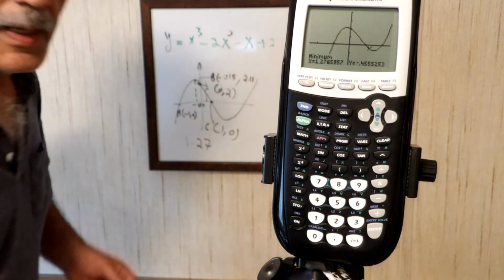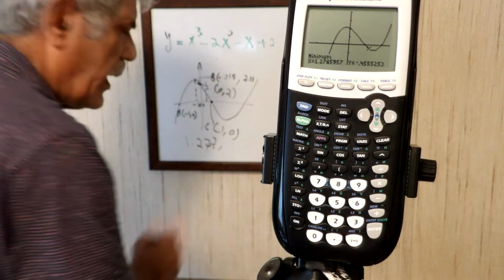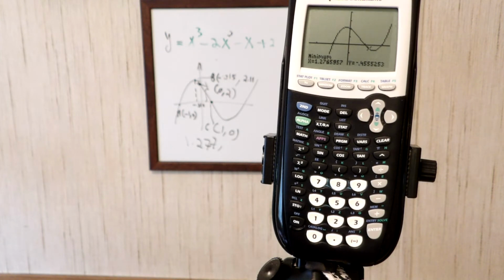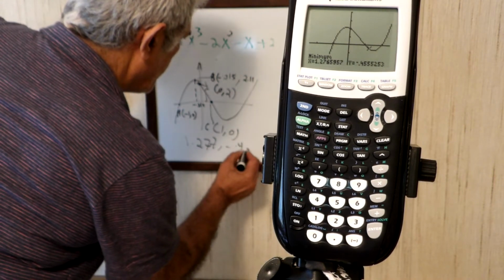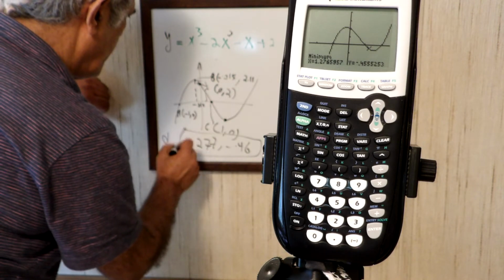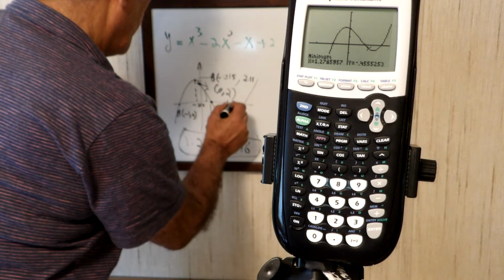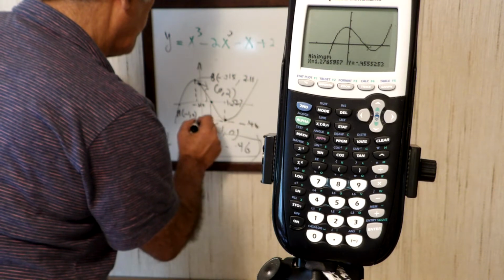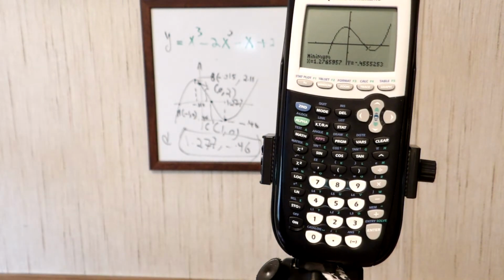So x is 1.277 and y is minus 0.46. This is the point D, with x equal to 1.277 and y going to be minus 0.46. And then the other one too, here we go.